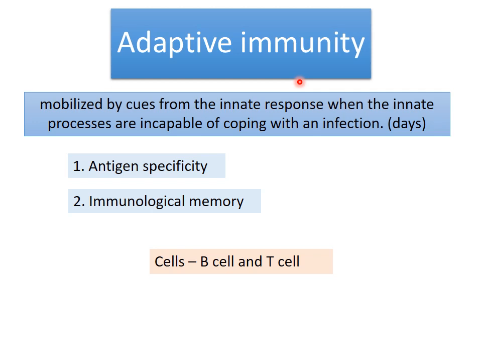Adaptive immunity is the combined effort of production of antibody, which is the effector of humoral immunity, and activation of T lymphocytes, which are the effector of cell mediated immunity. So adaptive immunity is a combination of both humoral as well as cell mediated immunity.